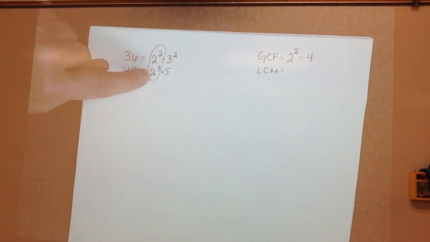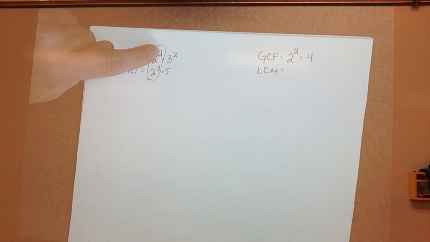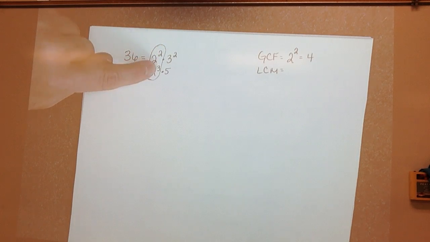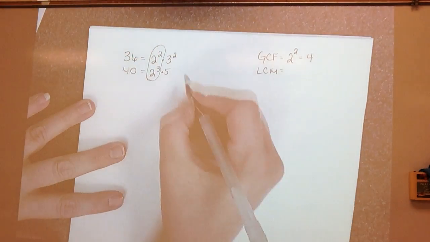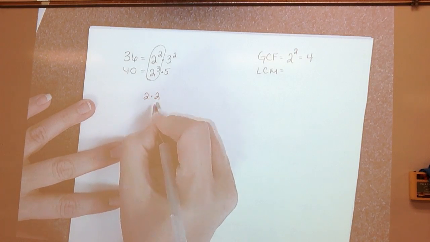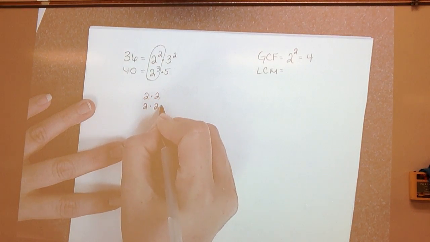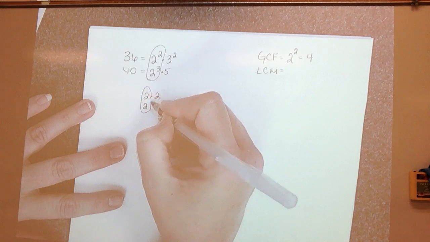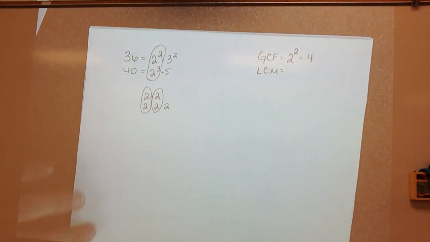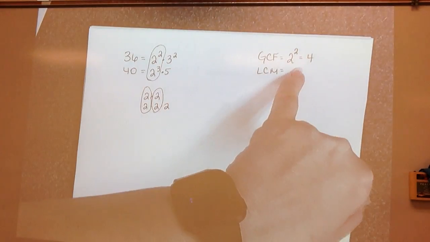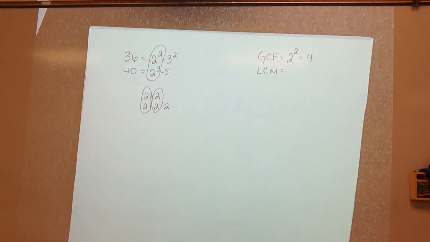Look at this, guys. Same base. Now I've got to figure out how many I can pull out that they have in common. Guys, I can look at it like this. How many do they have in common? They have 2 squared. So my GCF is 2 squared, which is 4.